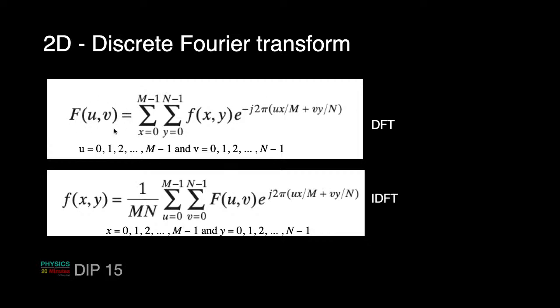You take the image in the frequency domain. You operate an inverse discrete Fourier transform, and you get an image in the spatial domain. So this way you can get your discrete Fourier transform.